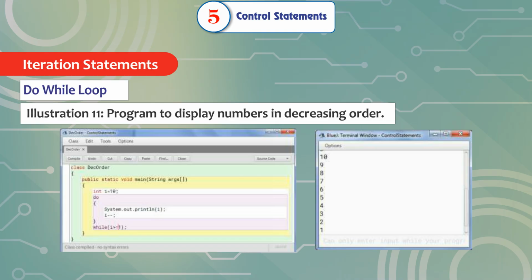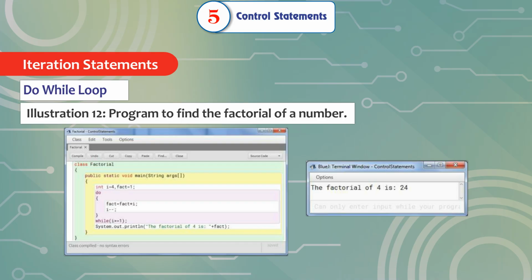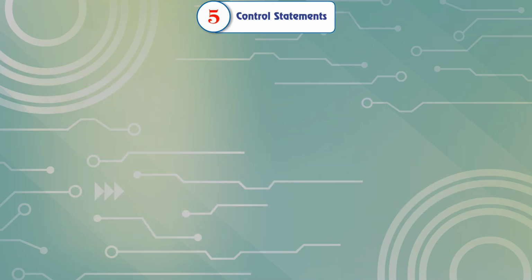Illustration 11. Program to display numbers in decreasing order. Illustration 12. Program to find the factorial of a number.